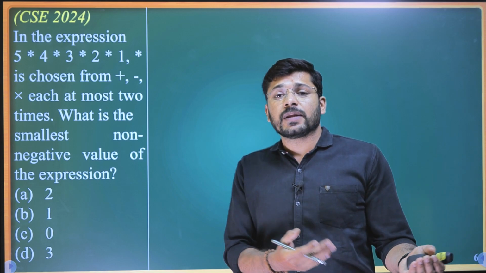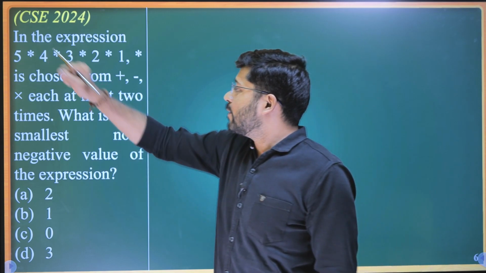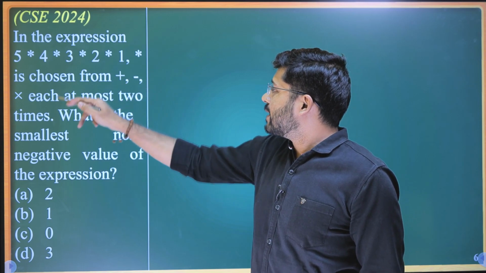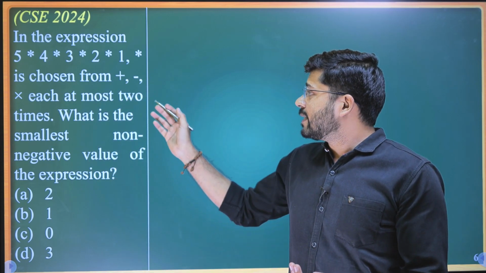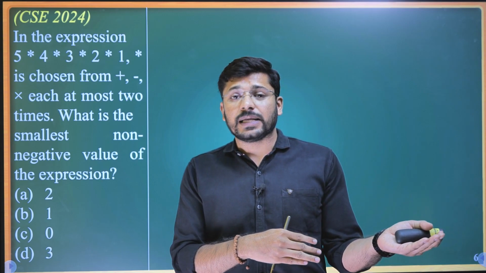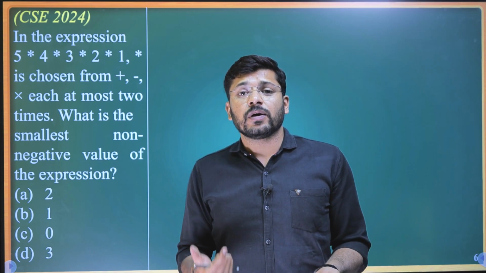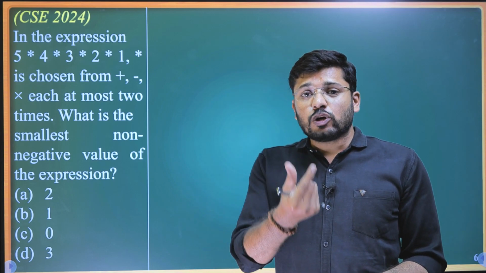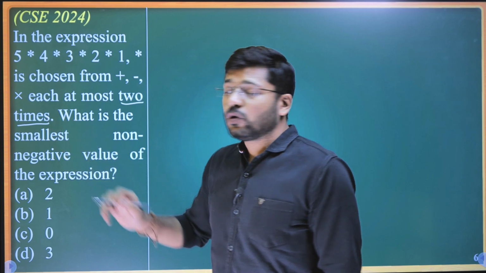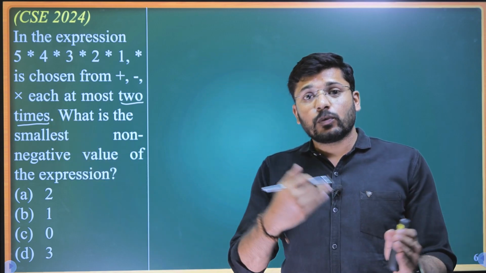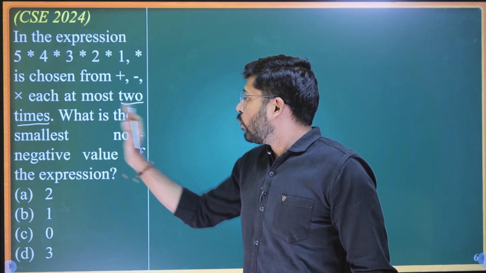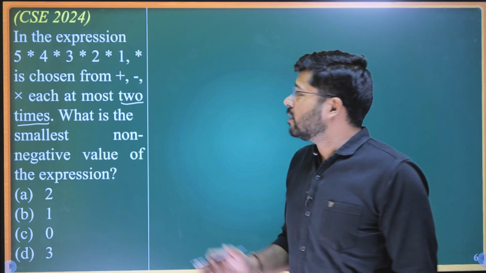In our problems, we use dash. Instead of dash, they have given you star. And they are telling us there are 3 operators: plus, minus, and into. And each of the operators can be used only 2 times. In the problems that we solved, we used to apply each operator only once. They have told us we can apply at most 2 times, not mandatory 2 times. You can use it 1 time, you can use it 2 times, you cannot use it 3 times. Okay. What is the smallest non-negative value of the expression?